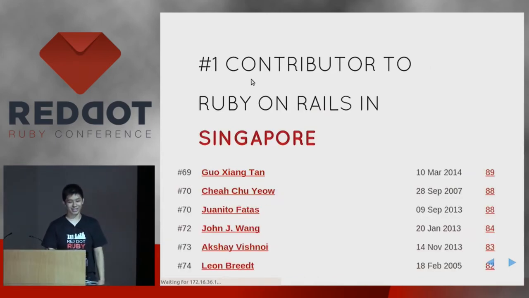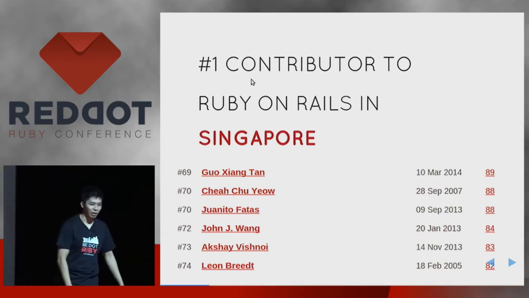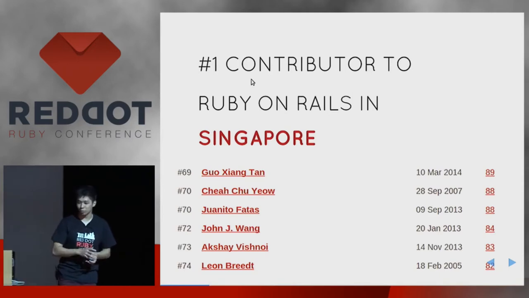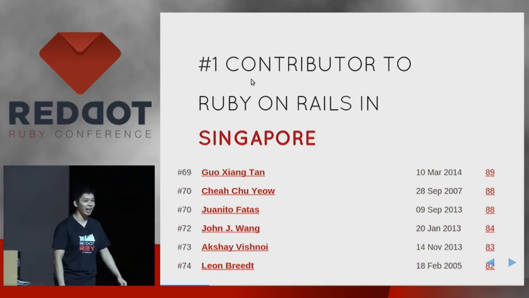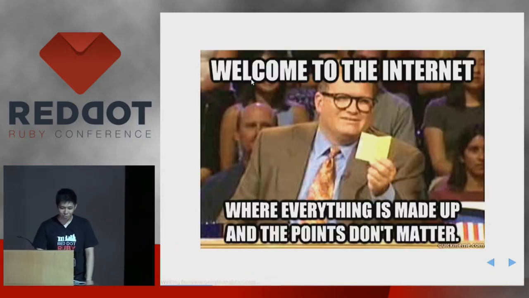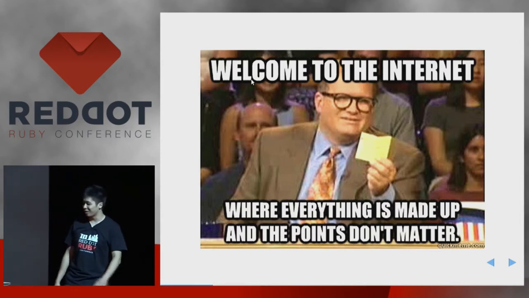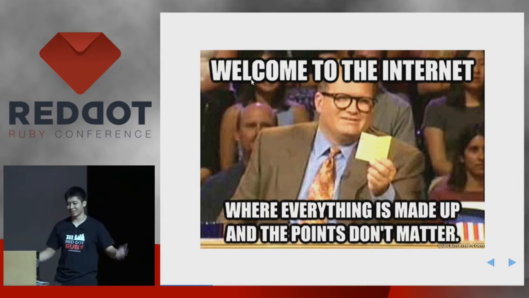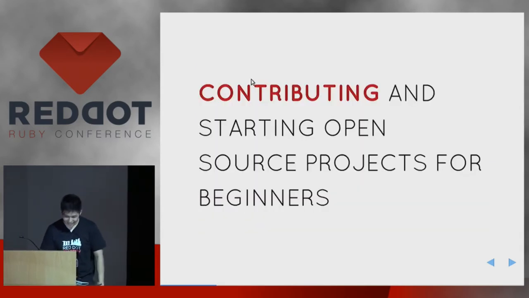It's pretty cool. So recently, I accumulated a lot of internet points. I became the number one contributor to Ruby on Rails in Singapore. I just thought, if I said I'm the 69th contributor to Ruby on Rails, that wouldn't be as impressive. But then the problem was, I realized that it's the internet. Everything is made up and the points don't matter. So I was like, oh, all my internet points are pretty useless.